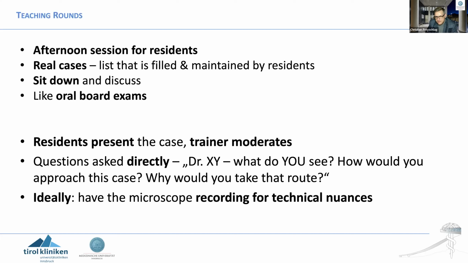Ideally, and not everywhere, not anytime ready, you have the microscope recording of the case for some technical nuances, but that also includes a lot of work. And I'm very, very happy that Netanel showed us his video bibliography of his operations, because that's actually really worth the time, but it's a lot of work, you have to admit.